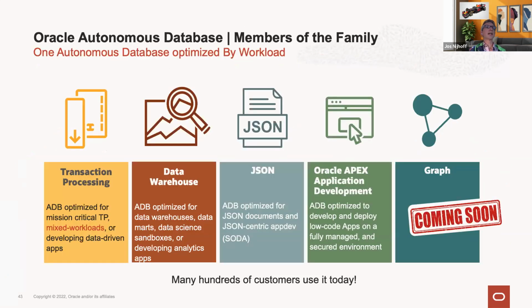So, what kind of database flavors do we have these days? Well, there's one for OLTP. It's called the Autonomous Transaction Processing Database. There's one for analytics. That's the traditional division in database land for online transaction processing, and also for analytics. That's the Autonomous Data Warehouse. And there are some new flavors as well.